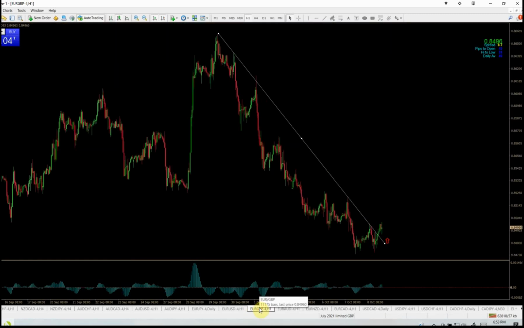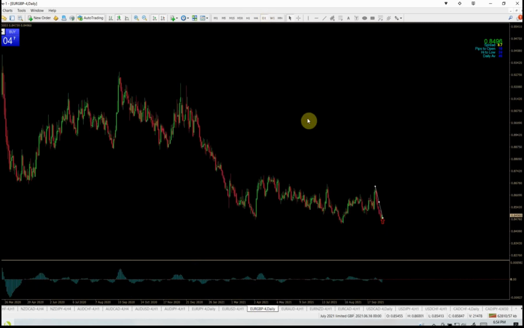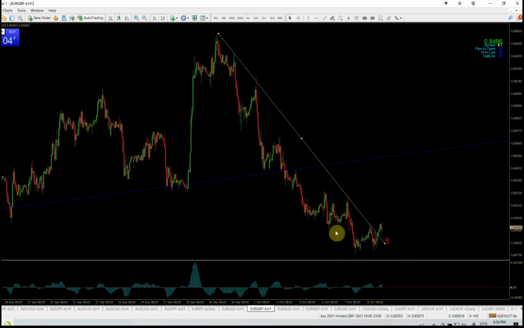All right, here's the euro pound. So let's go out to the daily. I don't have a daily trend line drawn. This is very much like the euro Aussie in terms of, we had kind of this breakout right here, and now we're pushing down. But you can see, this very well might just be a fake breakout. But I do have this red arrow pointing up here.